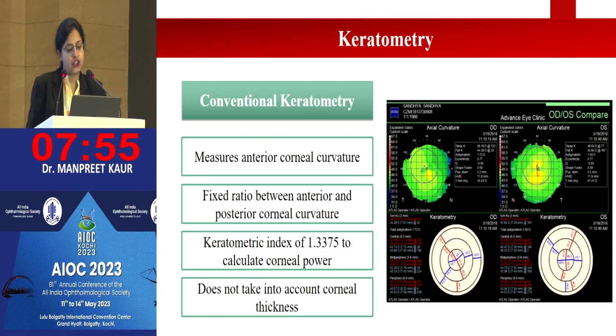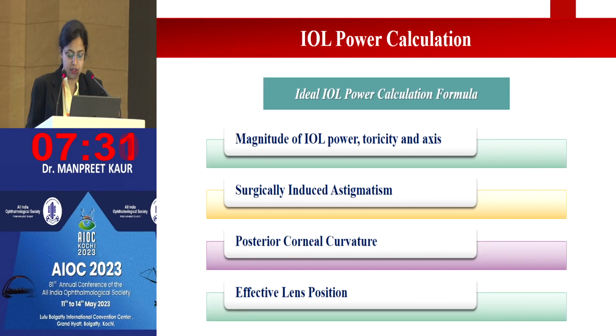So the conventional keratometry that we have all read about measures only the anterior corneal curvature. It assumes a fixed ratio between the anterior and posterior corneal curvature and uses a keratometric index of 1.3375 to calculate the corneal power. It does not take into account the corneal thickness or the influence of the posterior corneal curvature on the total keratometry value.